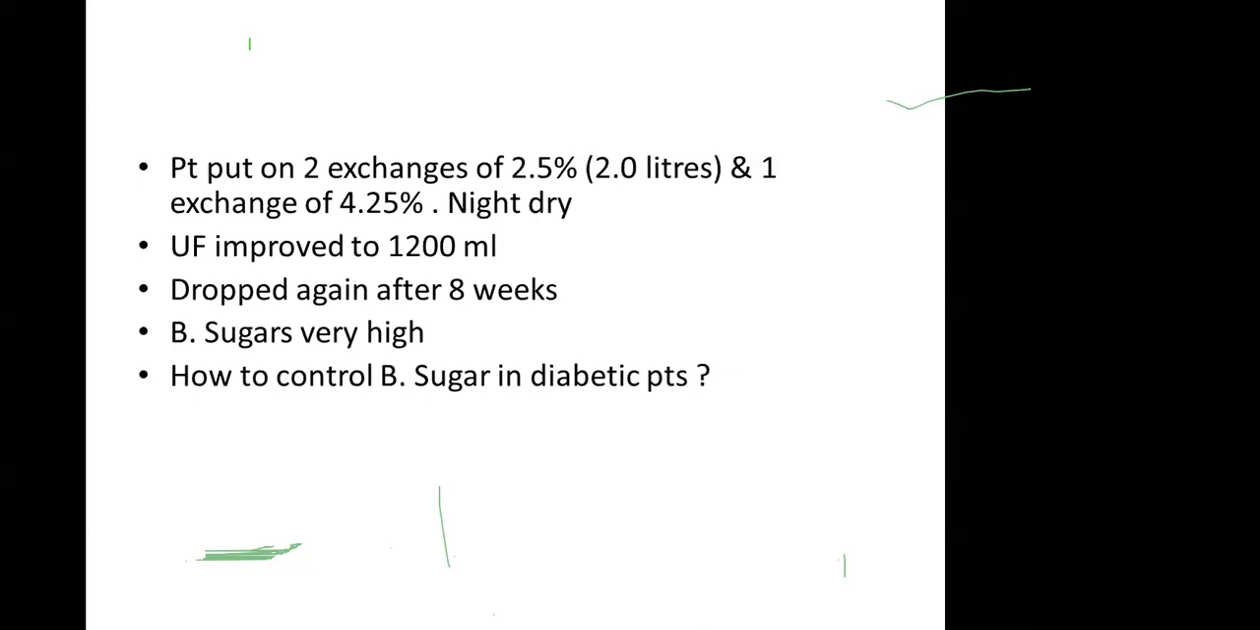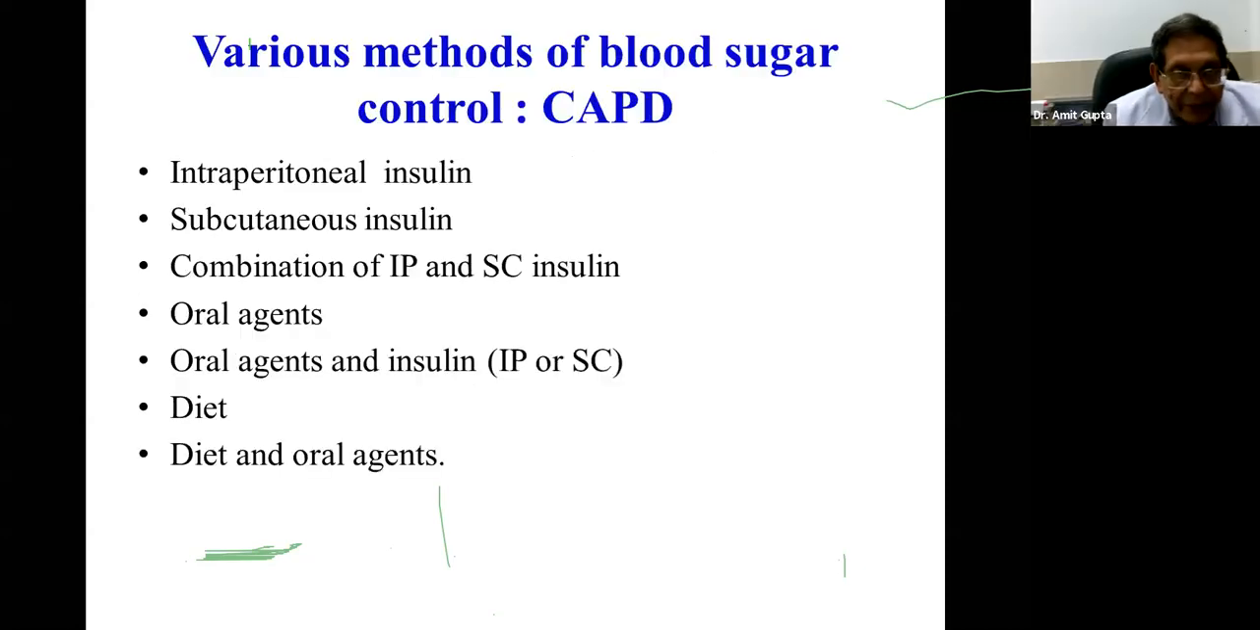The patient could be treated with insulin, and insulin can be given subcutaneously or through the intraperitoneal route. As the patient is already having a high concentration of glucose, blood sugar should be checked from the serum, not by the stick test. Very good. So the various methods of controlling sugars are either using intraperitoneal insulin or subcutaneous insulin, or a combination of both IP and subcutaneous insulin. Some people have used oral agents, a combination of oral agents and insulin, dietary control, and diet and oral agents.